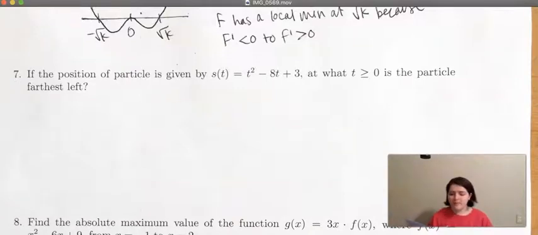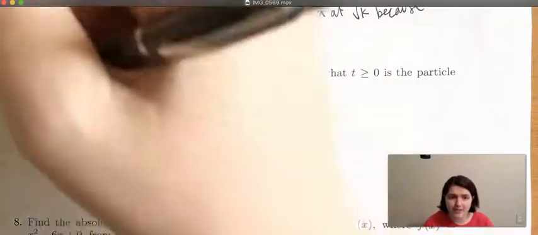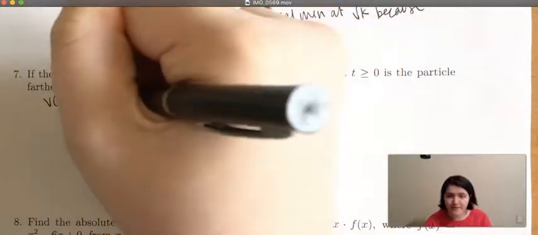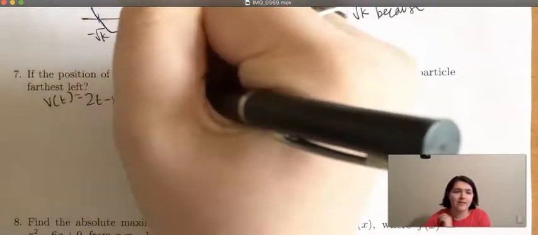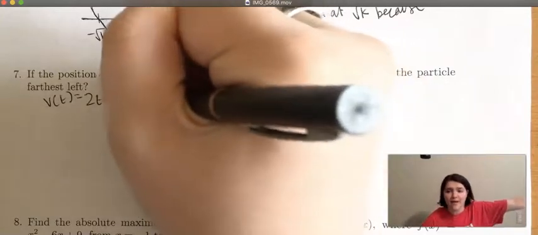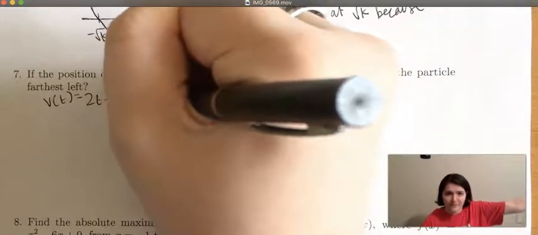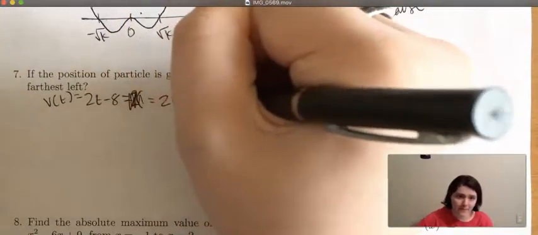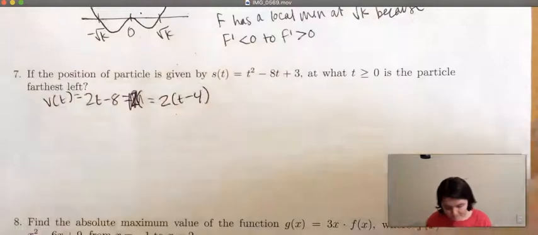All right, number 7. So we're looking for where the particle is farthest left. And whenever you see farthest left or farthest right, that means it's an absolute min or max. So in this case, because it's farthest left, left is the negative, we know that it's an absolute minimum. If it were farthest right, then we would know that it is an absolute maximum. But since it's left, it's a minimum.